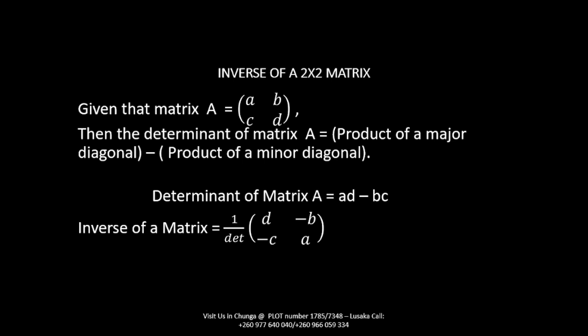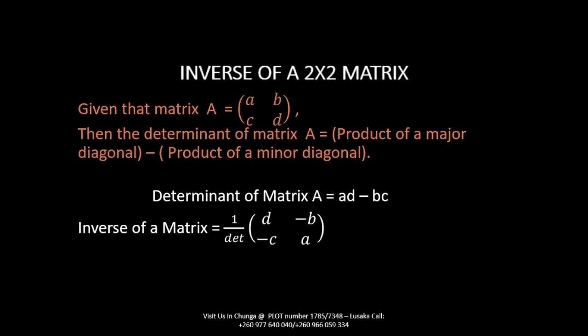We're just from learning from our two examples that the determinant of a matrix can be calculated by us having the product of a major diagonal minus the product of the minor diagonal, which will be determinant of matrix A being equal to AD minus BC. Okay? Therefore, after you find the determinant, take note. The inverse of a matrix is equal to 1 over determinant.